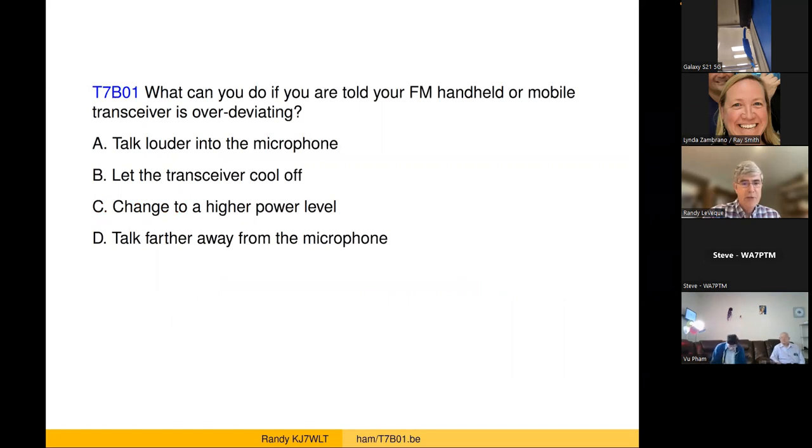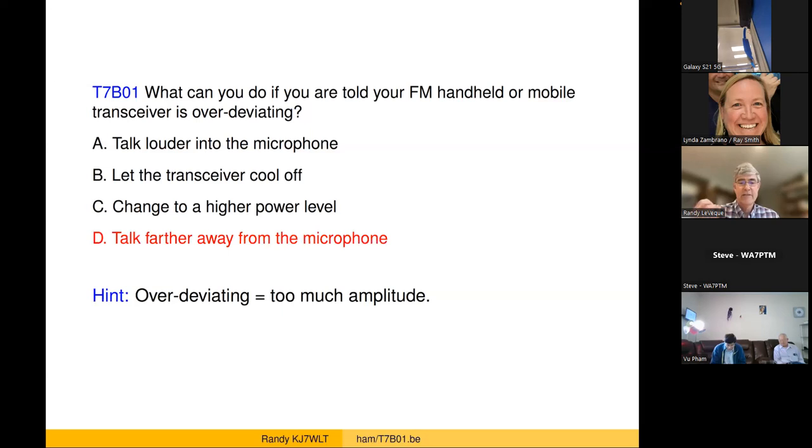Again, I'll kind of mix them up between sections a little later too, but most of the next few are from the T7B section. And a lot of these talk about what you can do if you're having problems sending or receiving signals. So if you're told that your FM handheld, your little HT handheld ham radio, or your mobile transceiver is over deviating, what does that mean? Well, it typically means that you're getting too much sound into the microphone, and what you need to do is move the microphone farther away from your mouth.